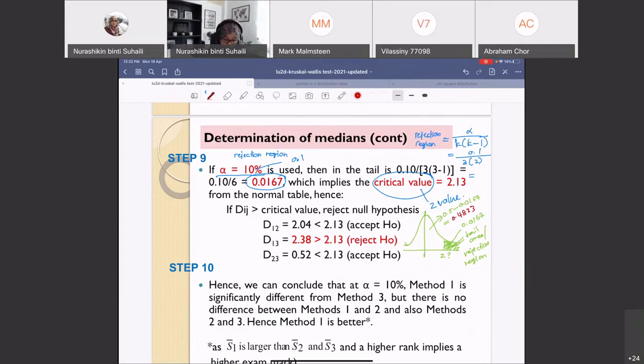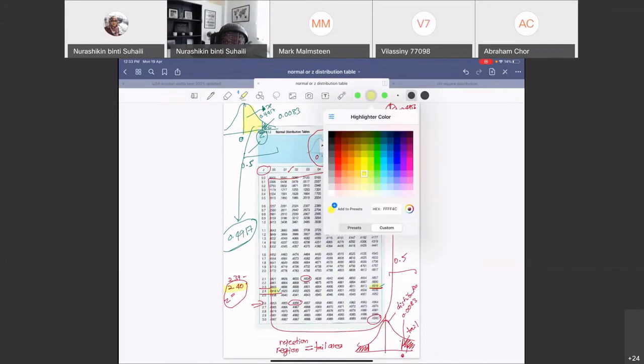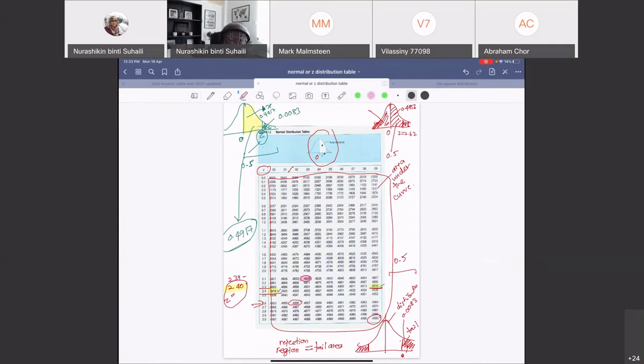So referring to the Z table, 0.4833, where is it? Somewhere here, isn't it? That's the nearest one, 0.4834. This one. So you have to look for the Z value of that, which is 2.13.